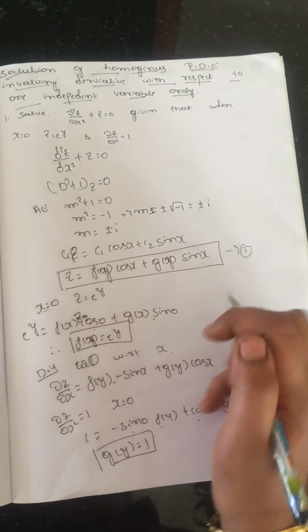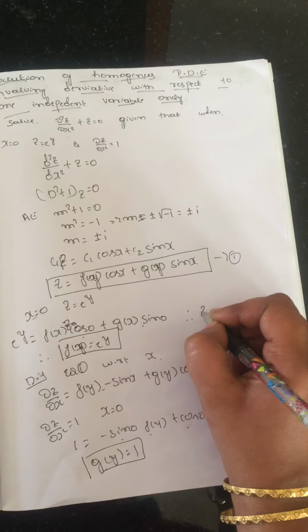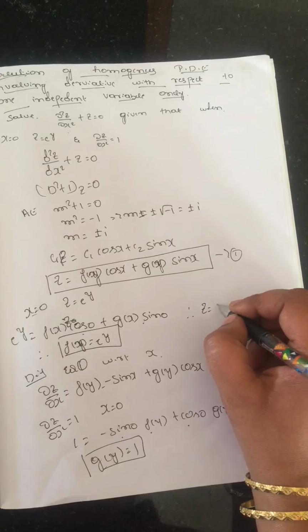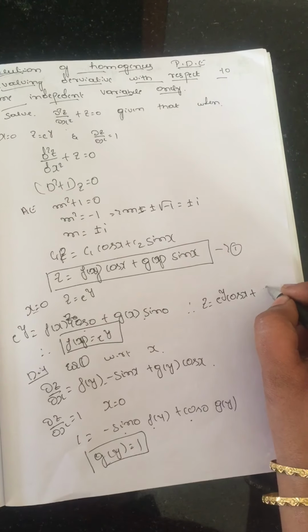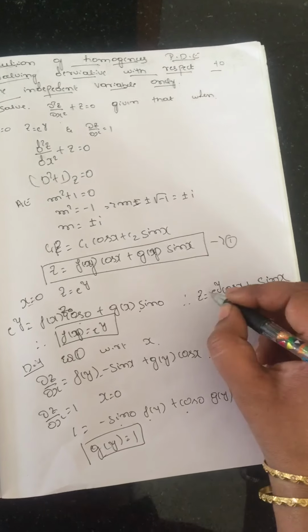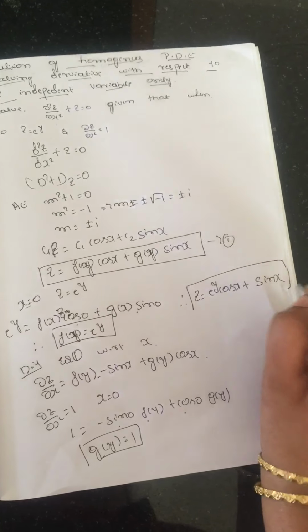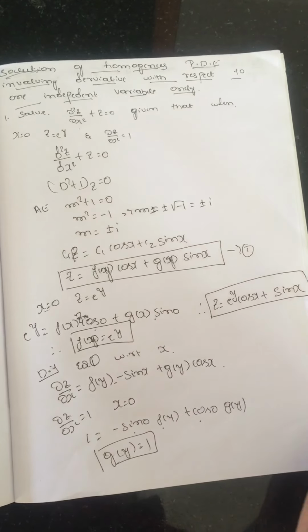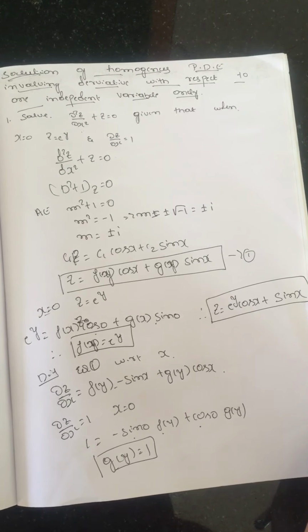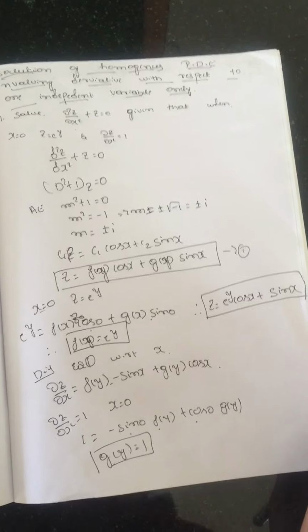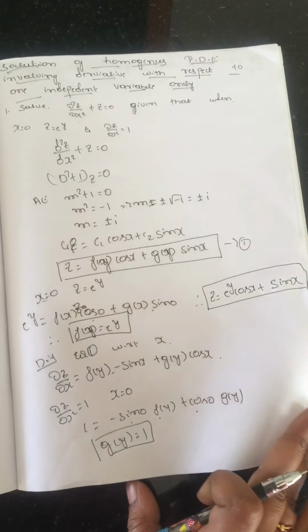These two values, f of y and g of y, are substituted in the given equation. Therefore z is equal to e power of y into cos x plus 1 into sin x. We get the solution. Like that, we have to solve partial differential equations containing only one independent variable. Now I take another problem.